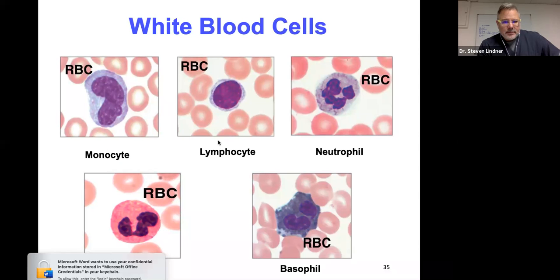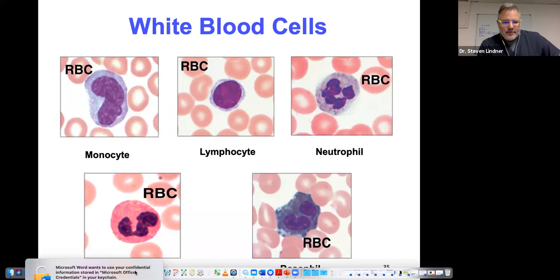Monocyte, lymphocyte, 3 to 5 heads to the nucleus, neutrophil, eosinophil, basophil.